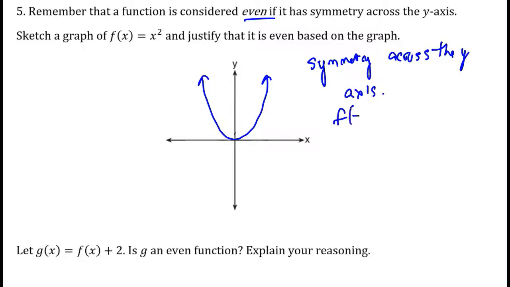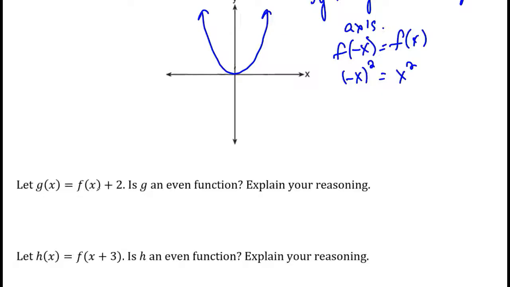If I find f of negative x, you just get back f of x. Because what's negative x squared? Well, that's just x squared. So if you plug in a negative x to the function, you get back the original function. It's symmetric across the y-axis.